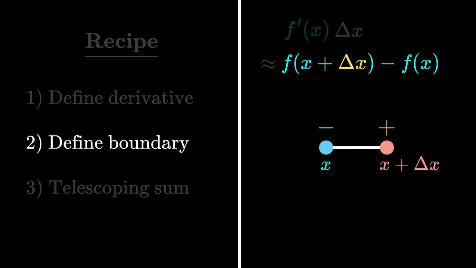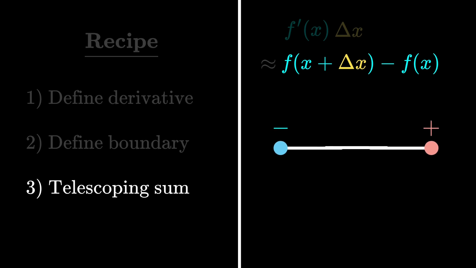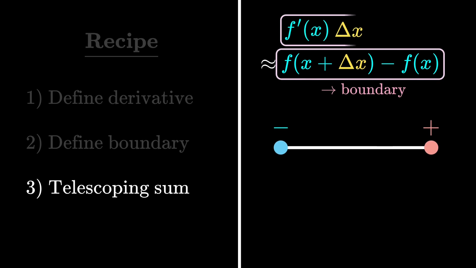What I mean is that the boundary is actually oriented. The one on the right has a positive orientation, and the one on the left has a negative one. The boundary orientation can be tricky in higher dimensions. Finally, we have the telescoping sum, so that the expression on the bottom only depends on the boundary, and the left-hand side becomes the integral of a derivative f prime of x.